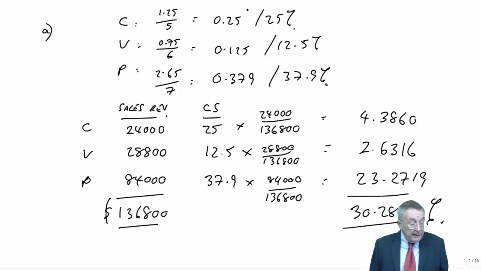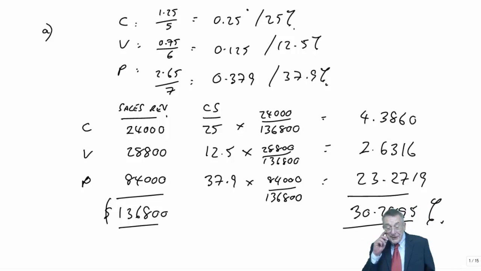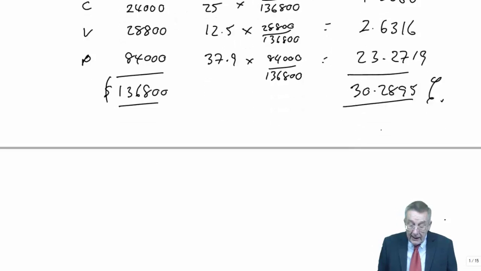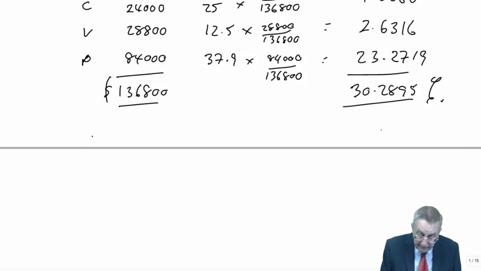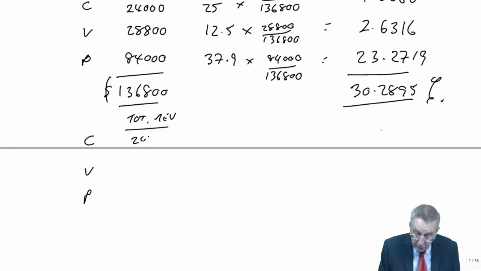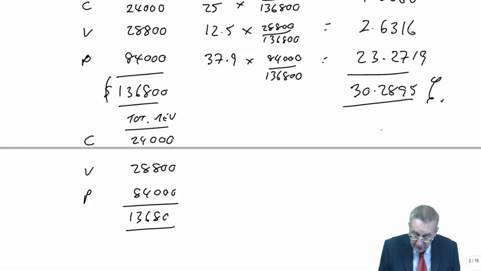The alternative, which in some ways I think is slightly faster, is for each of them, C, V and P, to again work out the total sales revenue. We've got that 24,000, 28,800, 84,000. So a total of 136,800.